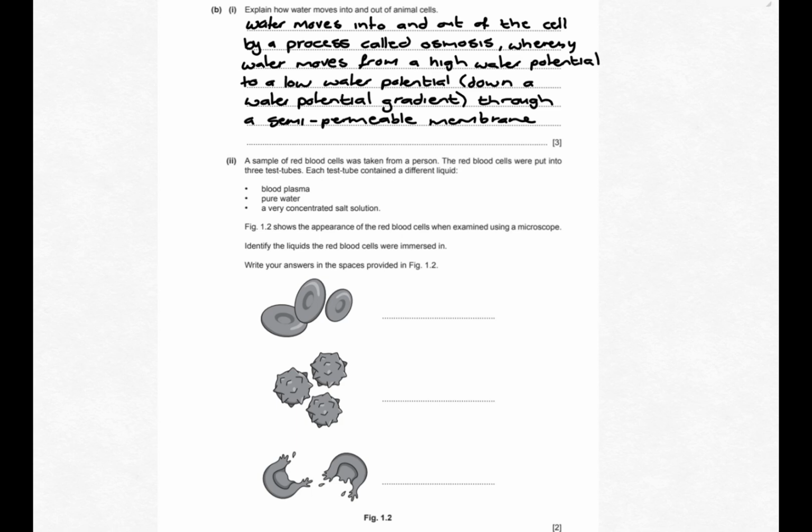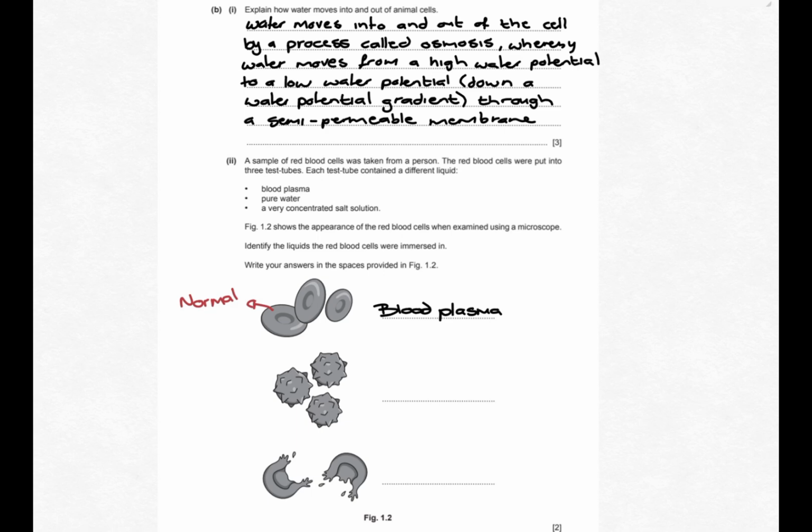Now, figure 1.2 shows the appearance of red blood cells when examined using a microscope. Identify the liquid the red blood cells were immersed in. Write your answer in the spaces provided in figure 1.2. So if we look at the first figure, we can see that this illustrates normal blood cells. We can see the biconcave shape. It kind of looks like a folded donut. It's normal, meaning that this blood would have been found in the blood plasma test tube.